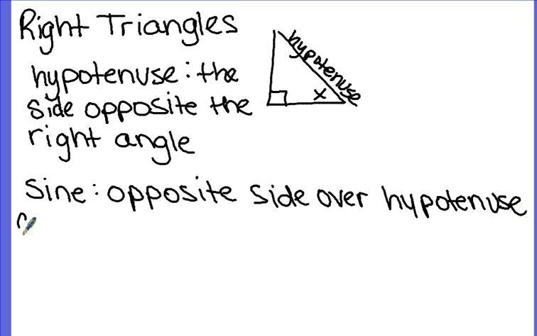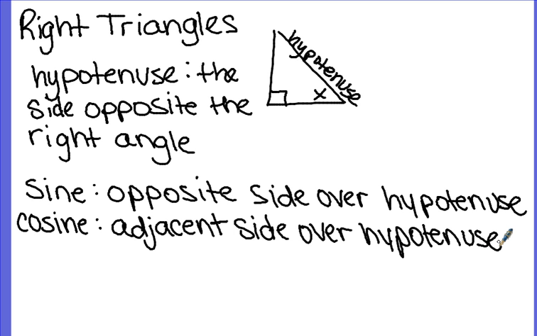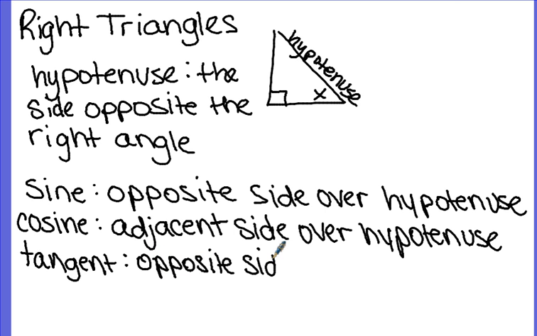If we're talking about the cosine, this is the cos, C-O-S function. That's the adjacent, or the side that goes right next to it, over the hypotenuse. And if we're talking about the tangent function, this is tan on your calculator. It's the opposite side over the adjacent side.